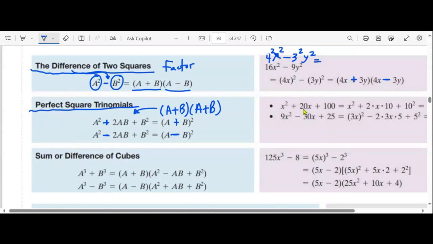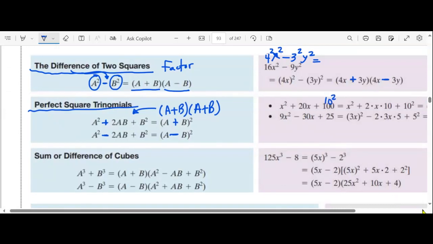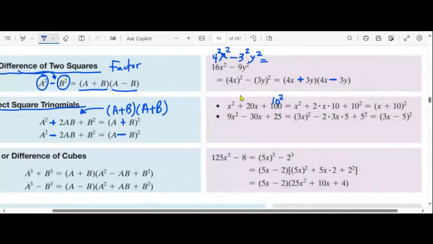For example, x squared plus 20x plus 100. 100 is what? 10 squared, correct? And 20 is what? 2 times 10. So your answer will be (x plus 10) all squared. If you are not sure, all you have to do is just do the normal factoring and you will get the same answer. So it's going to be x, and 10 here and 10 here, plus, that's it. And it will make it squared, because you have the same factor twice.